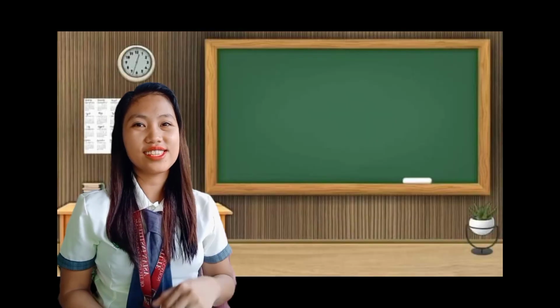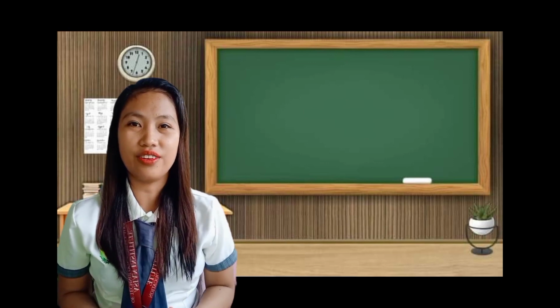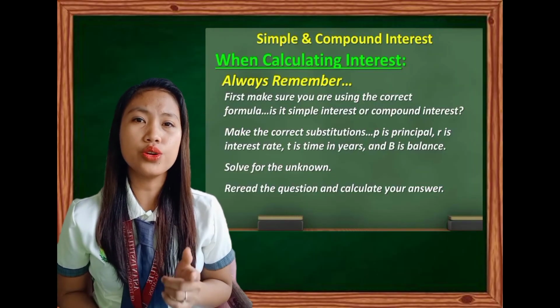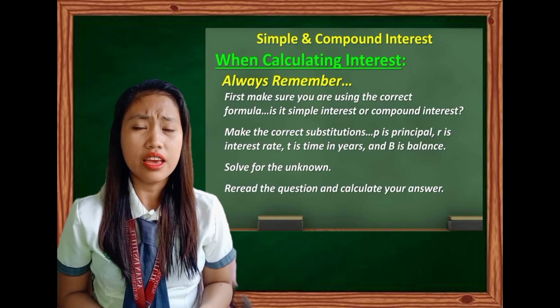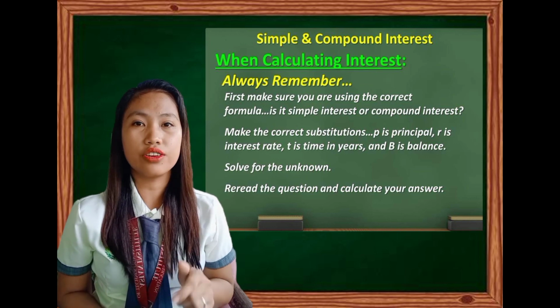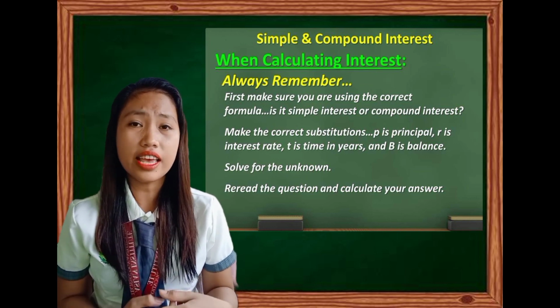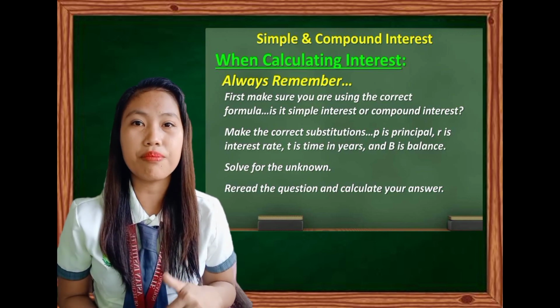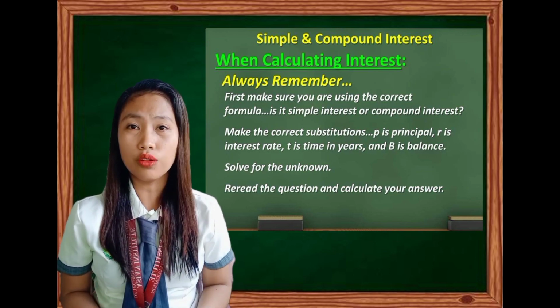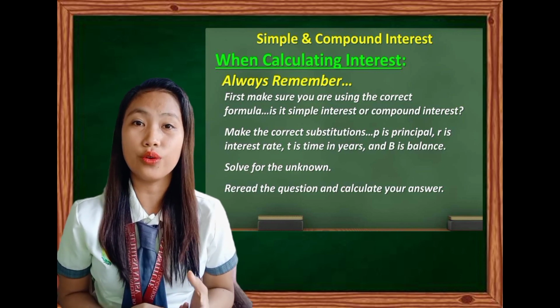Before we end this discussion, we prepared things to remember when calculating interest. First, make sure you are using the correct formula. Is it simple or compound interest? Make the correct substitution. P is principal, R is interest rate, T is time in years, and B is for balance. Solve for the unknown, and lastly, reread the question and check your answer.